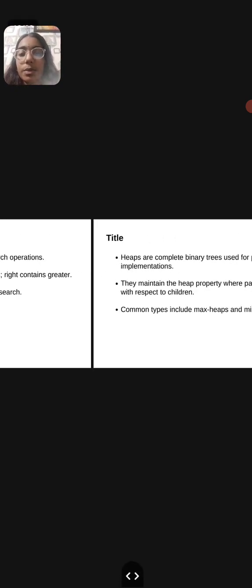Next is binary search tree, BST. BST also means binary search tree, which maintains sorted data for efficient search operations. The left child contains nodes with lesser values. The right child contains nodes with greater values. Operations include insertion, deletion, and search.